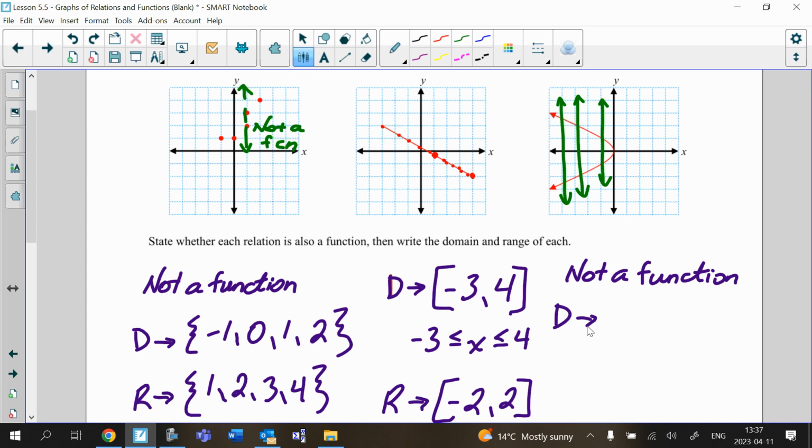And then that. How do I write this using set notation? X is the next step. Oh, look at you.